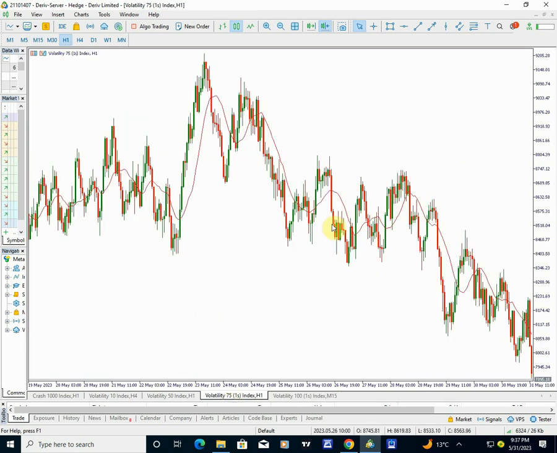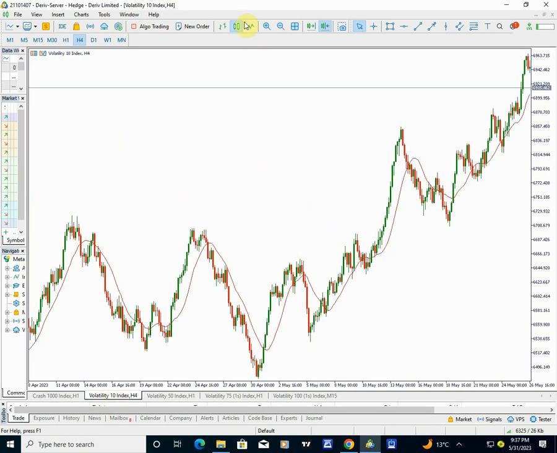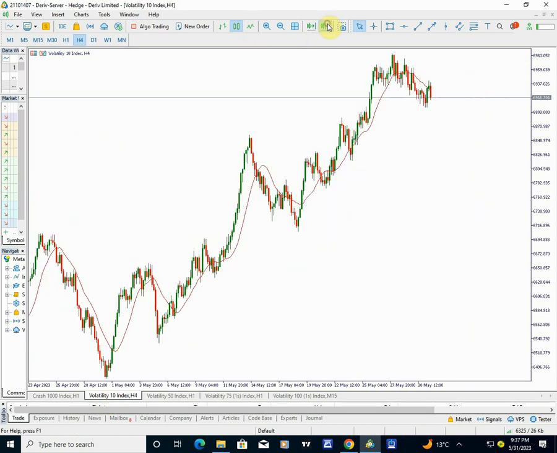So let's look for any other. I'm going to look for anything on volatility 10 because we also took a trade here. As you can see right here, I'm on a 4-hour. The market is still on an uptrend, a very nice uptrend. So we could have been buying right here and selling somewhere. But okay, let's look where the market is right now, because I like looking at the current data.